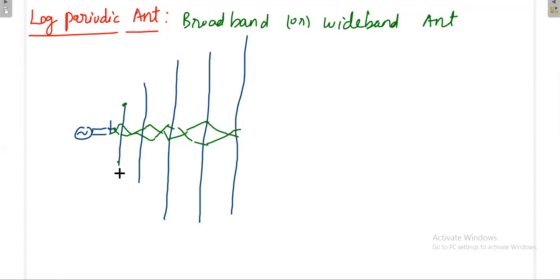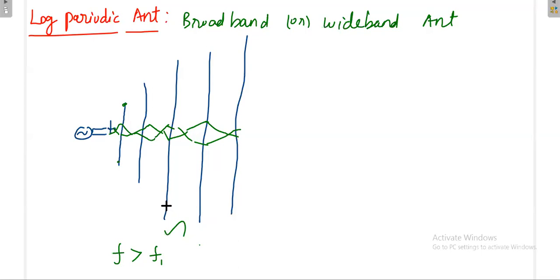When you give some frequency, say for example, I am giving some frequency. For that frequency, this antenna may be radiating. Now what will happen? This is my F1. When I increase my frequency, if I choose a frequency greater than F1, what will happen? Okay, you are having some frequency, and it is radiated by this antenna.